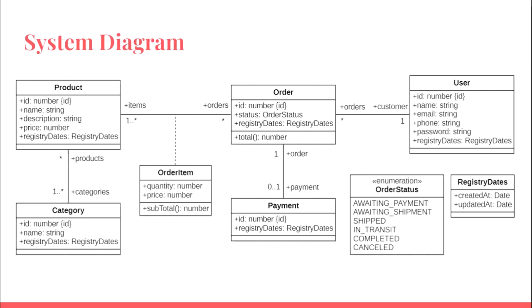Finally, we reach the system diagram. As we can see on the right, we have a user entity which has a name, an email, a phone number, and a password. A user can have many orders which are related to products. A product can belong to many categories. A category can have many products, etc. But we don't need to focus too much on this right now. After all, we can do that during the course itself.